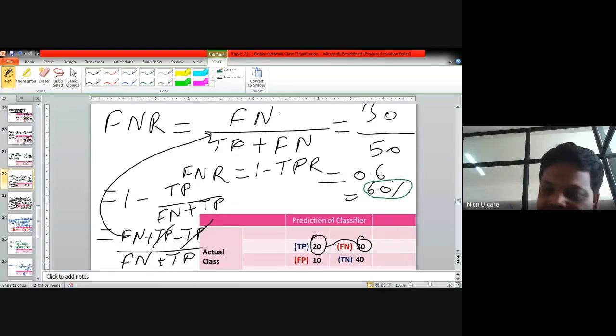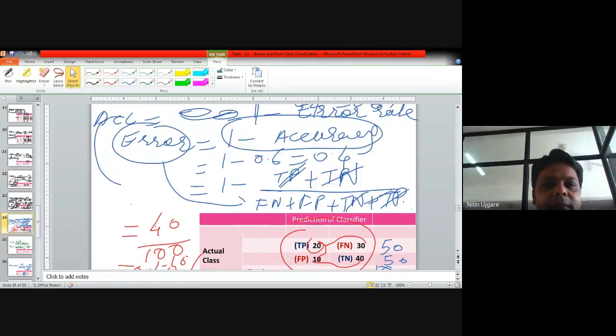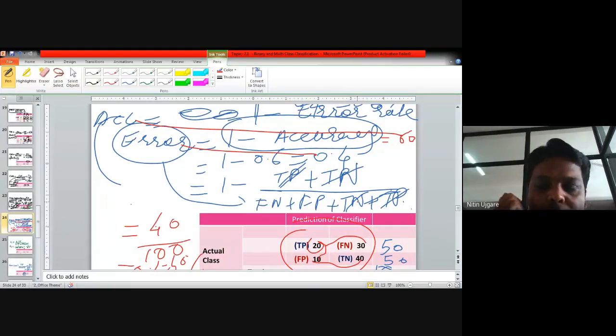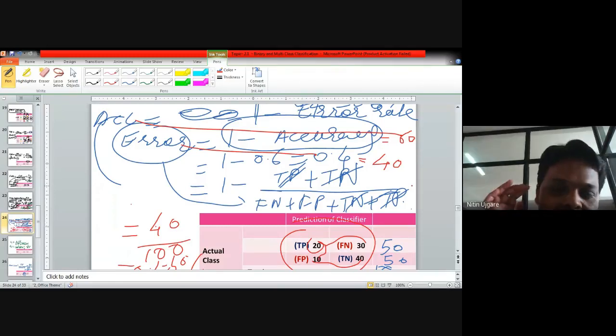Now we can also interpret from the accuracy. The accuracy of my classifier is 60%, whereas the error rate is 0.4, that is 40%. Which means that the classifier is performing well but not up to the mark.